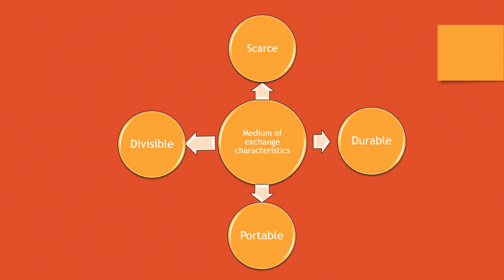For money to be an effective medium of exchange, it should have the following characteristics. 1. It needs to be scarce. 2. It needs to be durable. 3. It needs to be portable. And 4. It should be divisible.